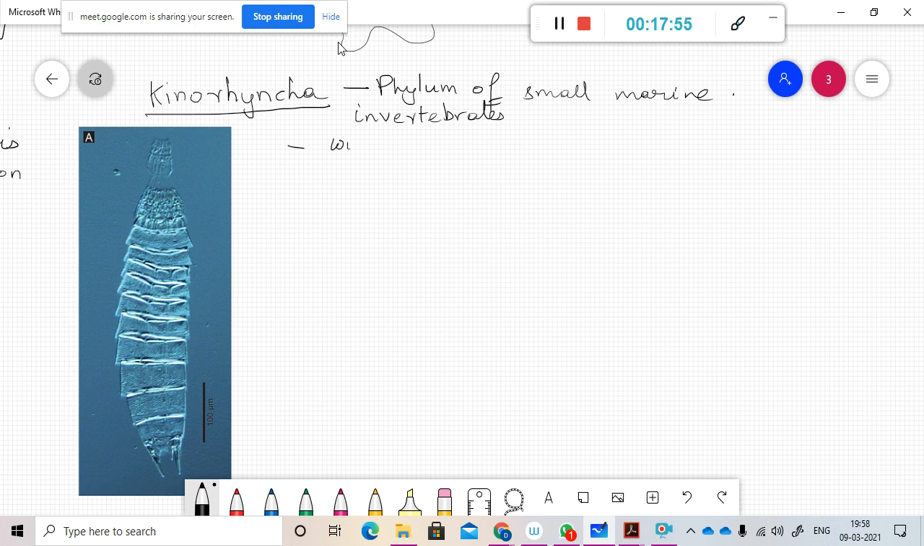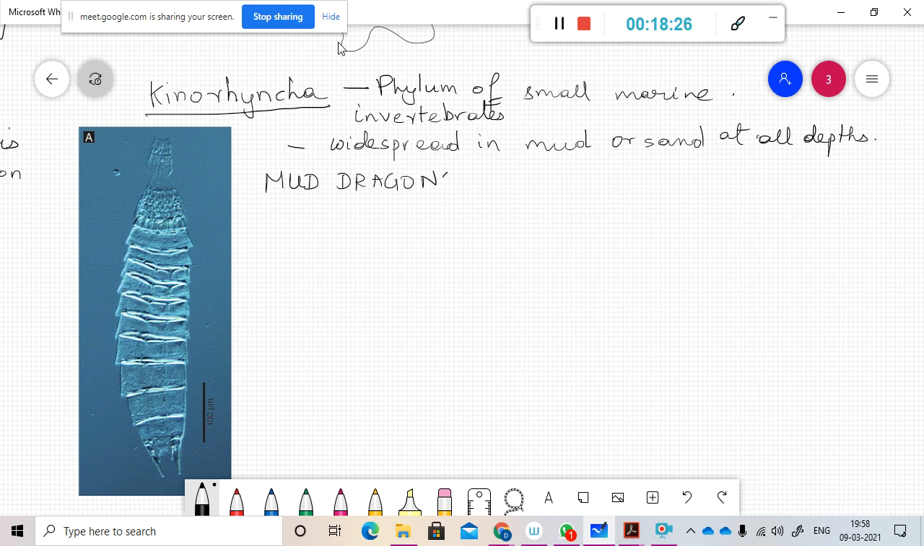They are widespread in mud or sand at all depths. They are also known as mud dragons. They look like dragons.